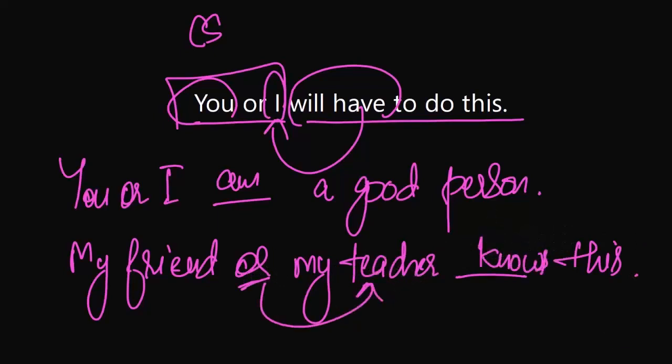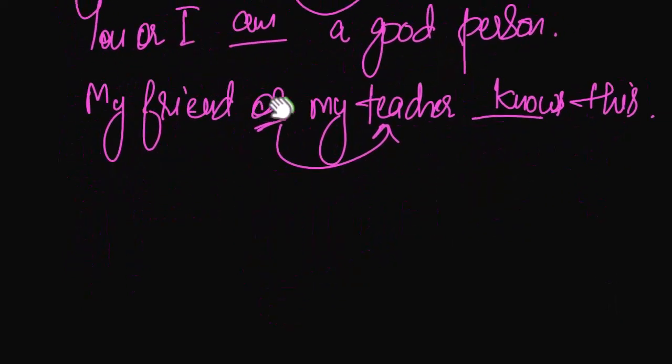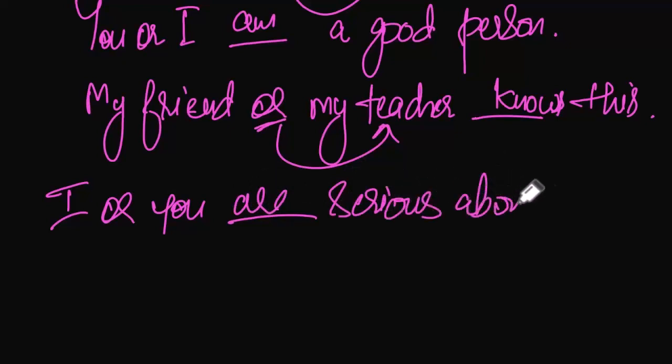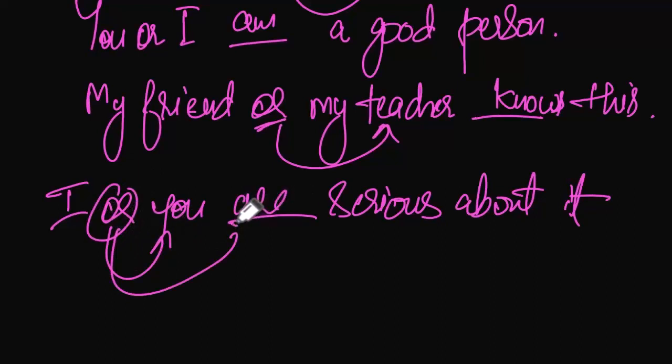Okay, so if I use a plural subject after or, I'm going to use a plural verb. So let's say I or you are serious about it. Okay, so whatever comes after the conjunction or is going to be the subject of the verb. This is something that you have to keep in mind.